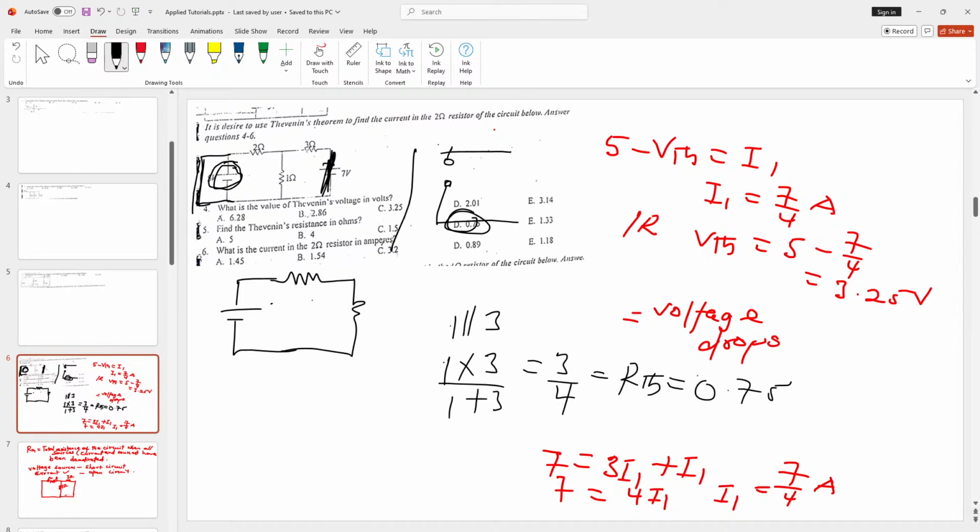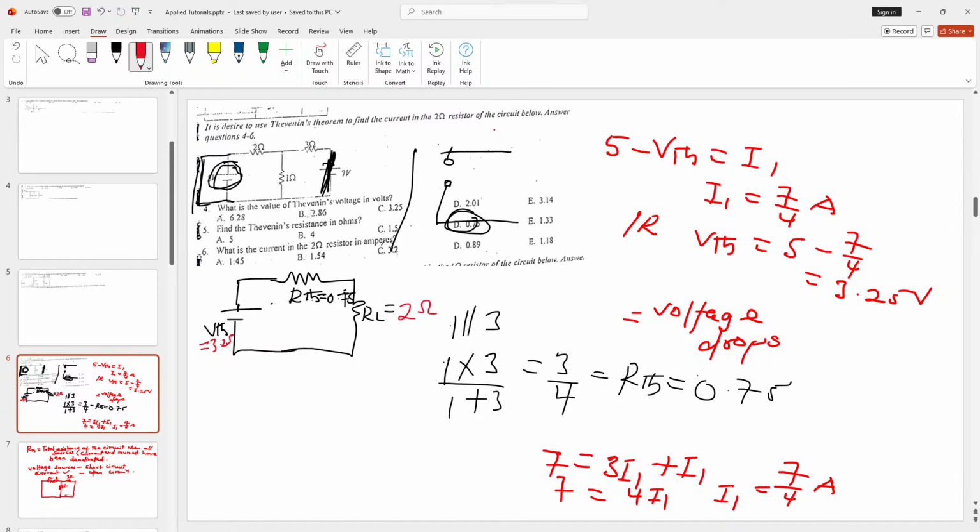So now, to be able to find the current that is passing through the 2 ohm resistor, we are going to draw this circuit. This is our RTH and this is RL, that is the resistor that was taken from the circuit. Now, what is our RTH? We had 0.75. What's our RL? That is the load resistance. It's 2 ohms. Now, what's our VTH?